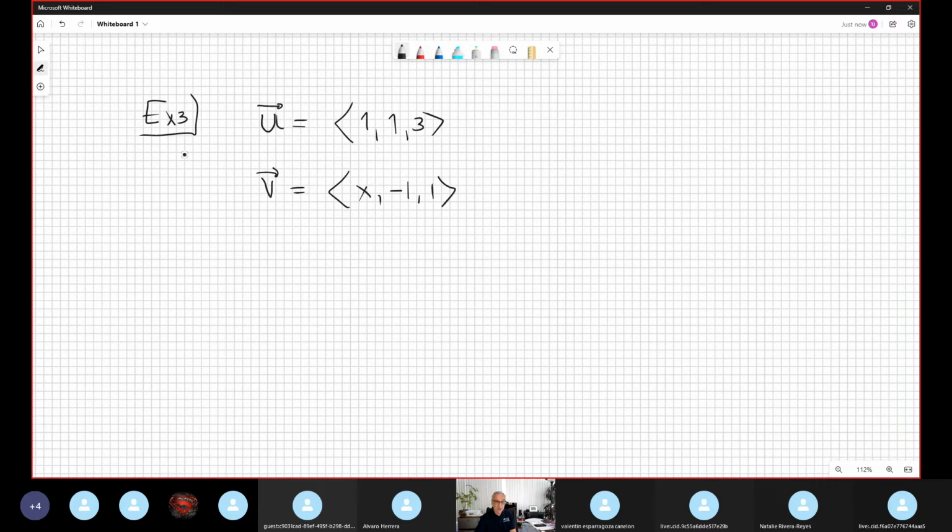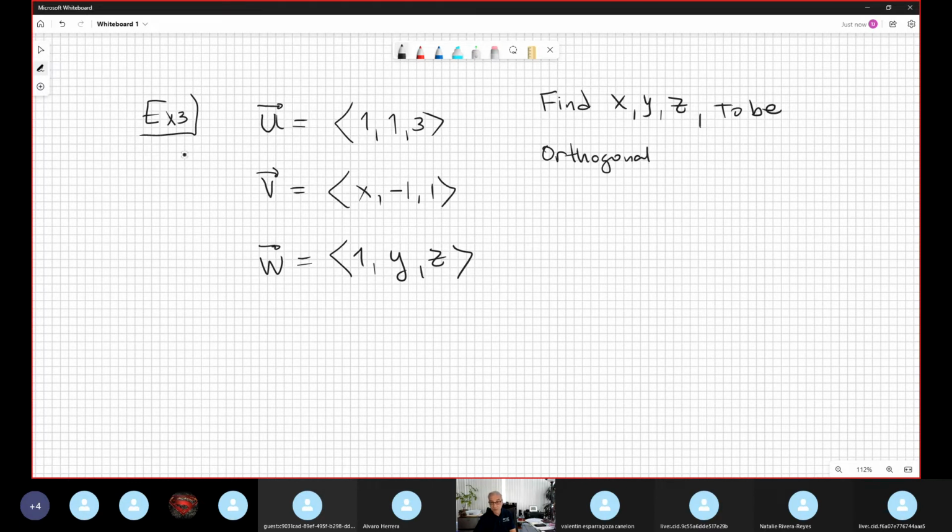Wow, professor, what the hell is that? X is a variable, it's missing. W vector is a vector 1, y, z. So basically, no numerical value. And the vector B, we have 1 unknown, and the vector W, we have 2 unknown. So what's the idea? The idea is find first the value x, y, and z such that to be orthogonal vectors.